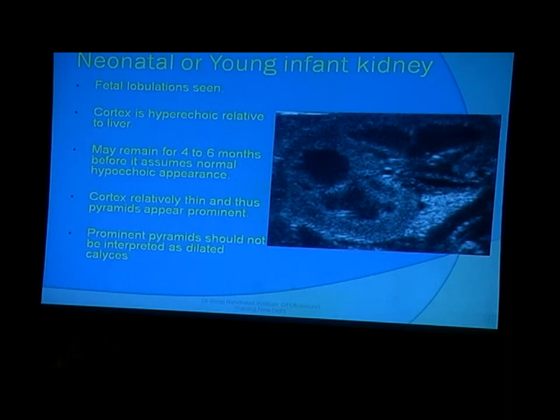Another point that is important here: I told you that the cortex is not seen very clearly. It is thinner because pyramids are prominent, so the medulla is occupying some region. And then this is very important. When you are looking at a neonatal kidney, you should not assume that because you see prominent pyramids, this is hydronephrosis. Remember, pyramids will have a very regular appearance.